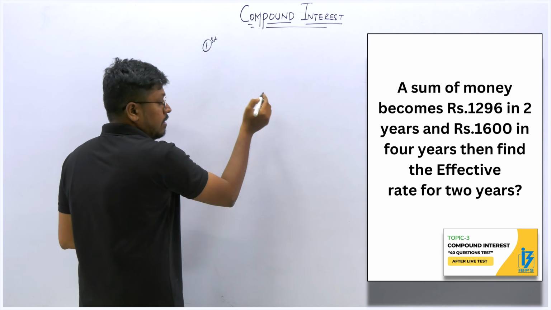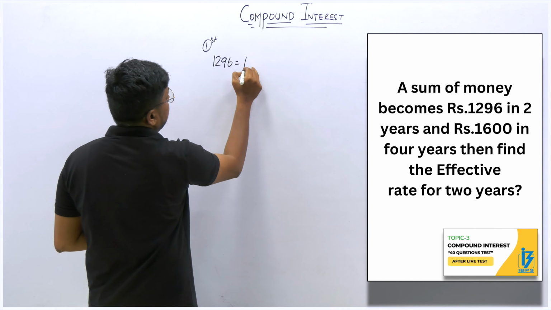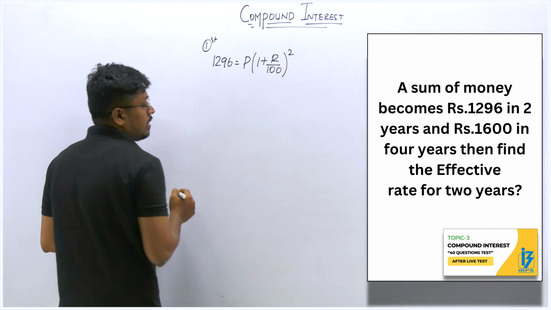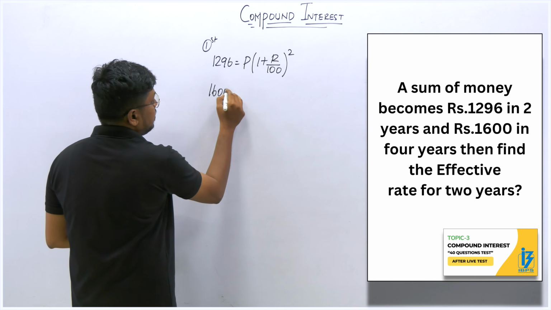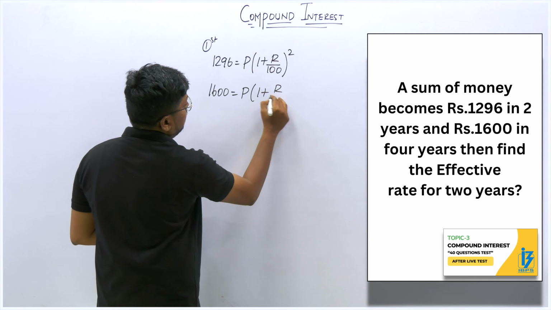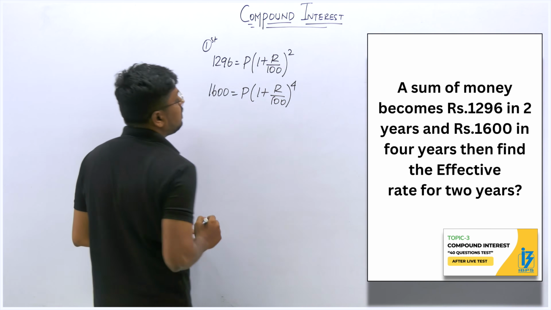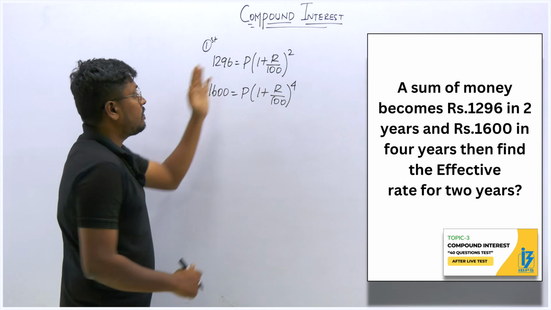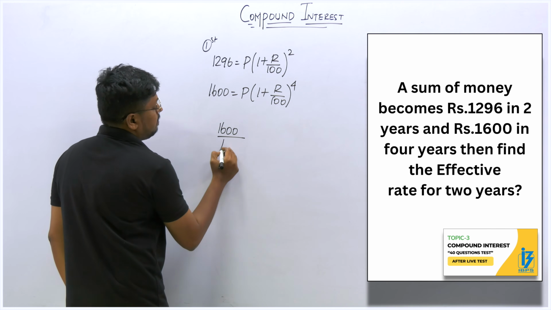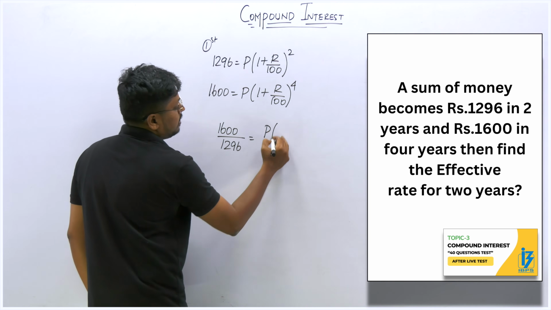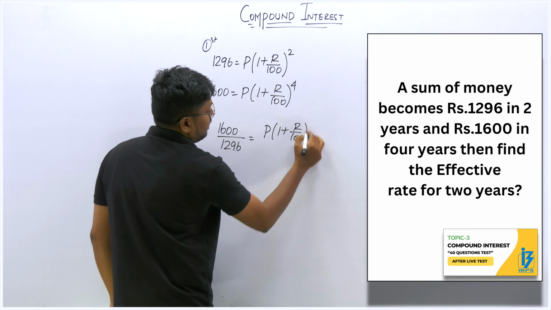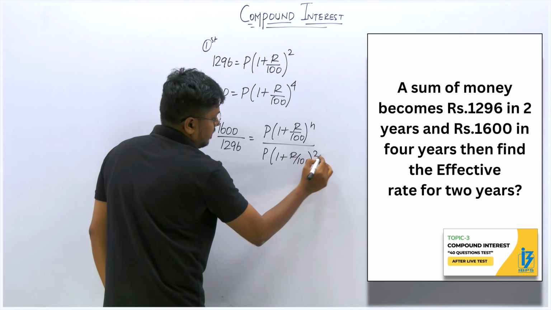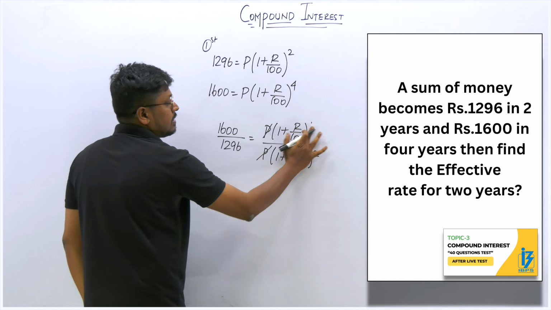So the first equation, which is 1296, A is equal to P into (1 plus R by 100) power N, that is for 2 years. And similarly for 4 years, 1600 is P into (1 plus R by 100) power 4. So they have given two values. And what we need to do is divide the second by the first. So 1600 divided by 1296 is equal to P into (1 plus r by 100) power n divided by P into (1 plus r by 100) square. Okay, so we can cancel P and P. So we can cancel, this will be 4.